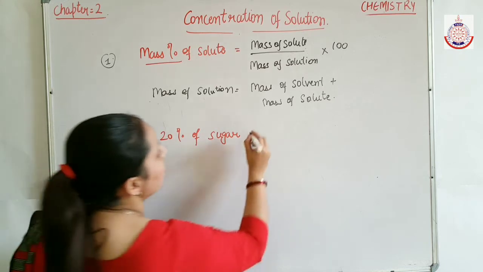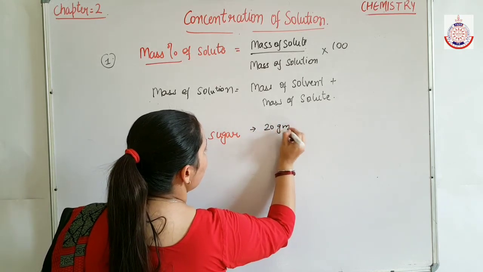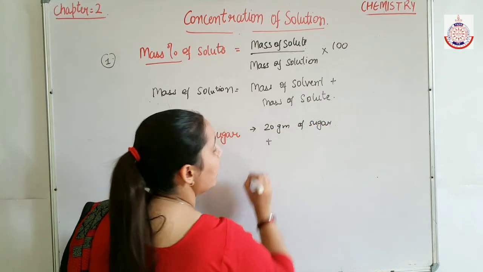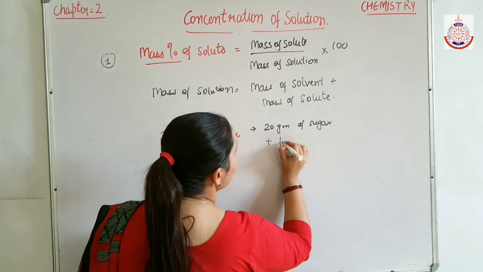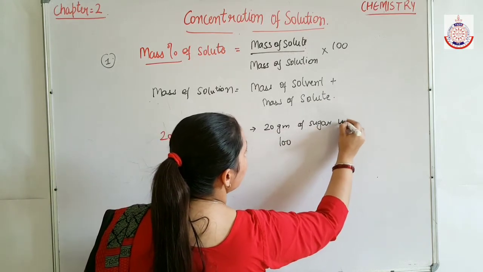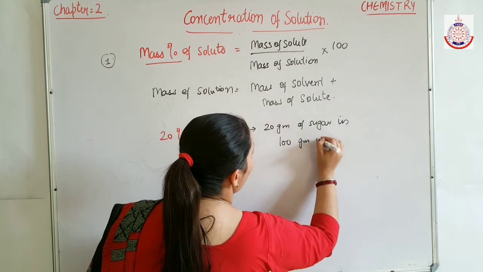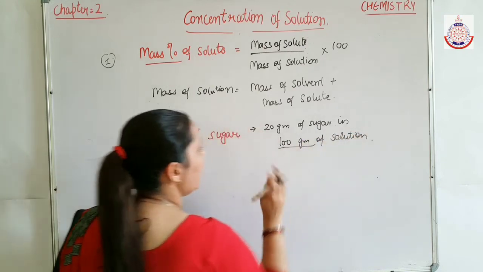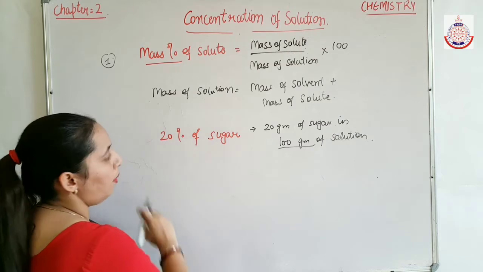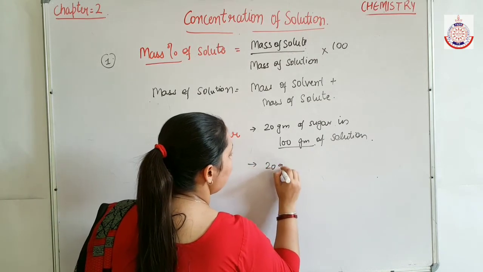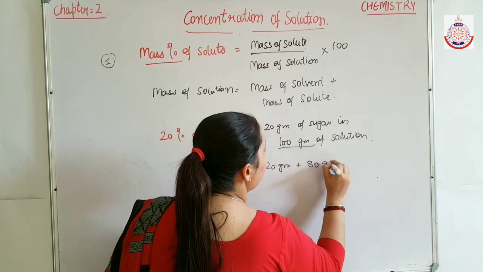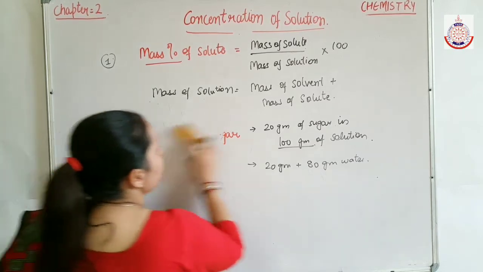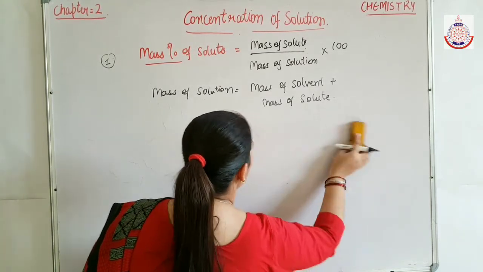It simply means that 20 gram of sugar is dissolved in 100 gram of solution. फाइन, हमारे पास 100 ग्राम का सोल्यूशन है, उसमें से 20 ग्राम क्या है? हमारी शुगर है. और you can say that is the 20 gram sugar plus 80 gram of water. Fine, this way also we can write. So this is the first method. We will discuss this method while doing the numericals.